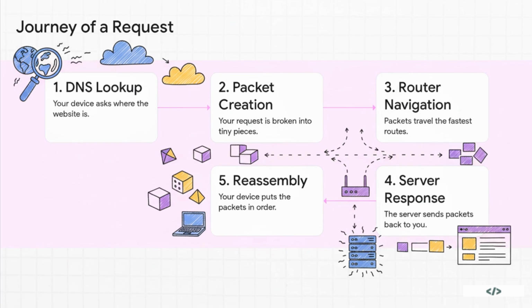Your computer looks up the address in the DNS phone book, it chops your request into packets, routers guide those packets across the globe to a server, which is really just another computer, and that server sends a whole bunch of packets back. Your device then catches all of them and reassembles them into the web page you wanted to see. All of that happens in less time than it takes you to blink.